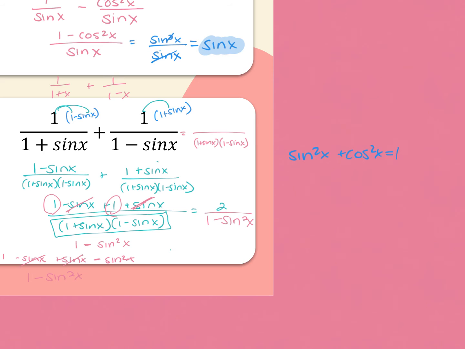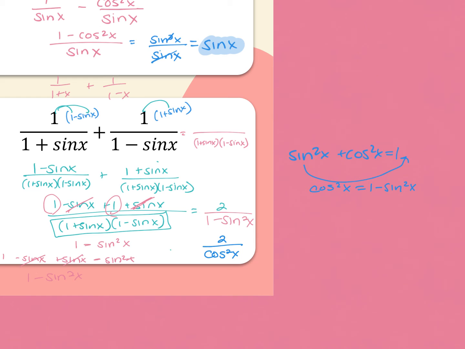Equals 1. So 1 minus sine squared, the sine came over here, would equal what? 2 over cosine squared x. Good. Can I get any simpler than that? Yes. What is 1 over cosine squared x? Cosecant. So close. What?